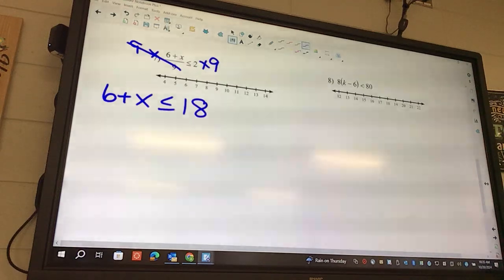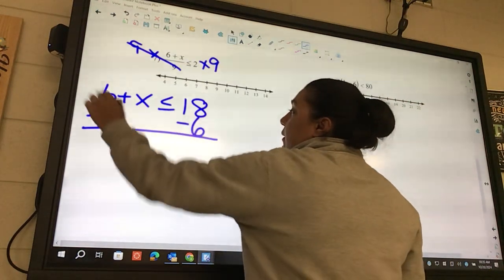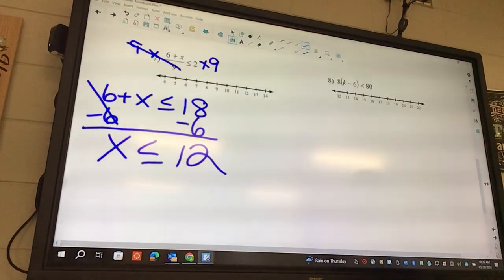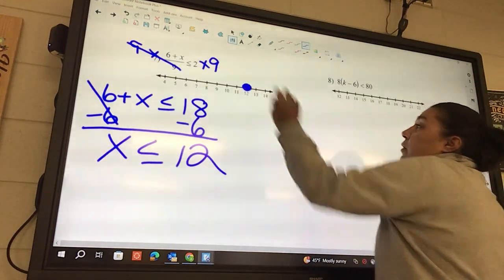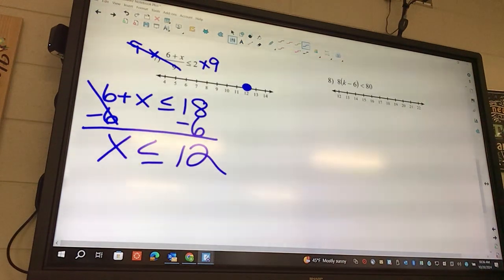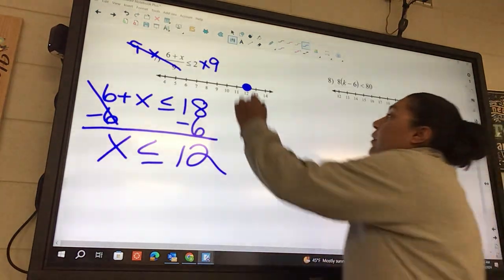Okay, and then what? Move the 6, so we're going to say minus 6, minus 6. So I'm going to get x, and that's going to give me a 12. On the 12, is that gonna be open or closed? Closed. Okay, who is the alligator eating? 12. He's eating the number, so that's gonna be bigger or smaller? Smaller.